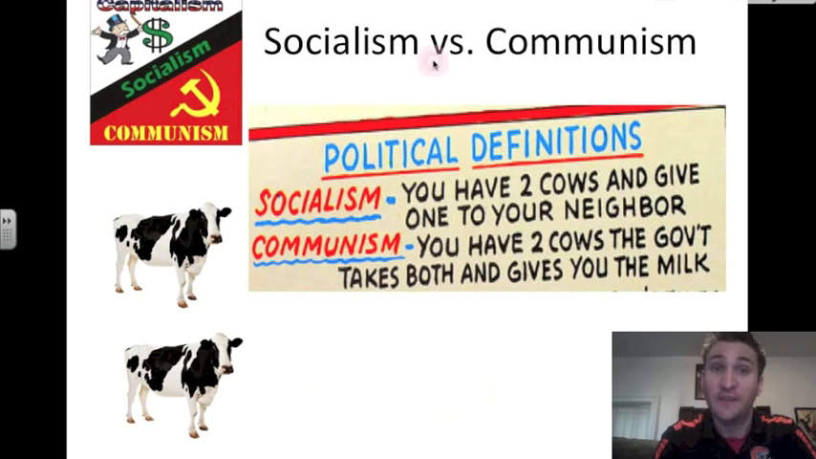Socialism versus communism. What are the differences between these two isms? Well, let's take a look at cows. In socialism, say you own 2 cows, but socialism would require you to give one to your neighbor. In communism, you have your 2 cows, and the government takes both of your cows and gives you the milk from those cows. So you see the slight differences in what you're allowed to keep in terms of your private property.